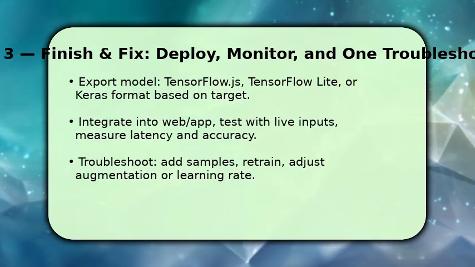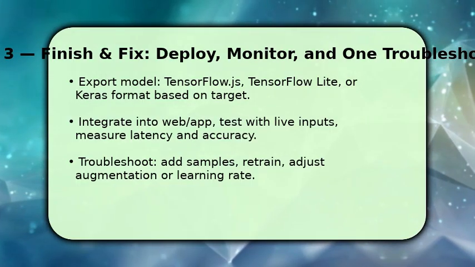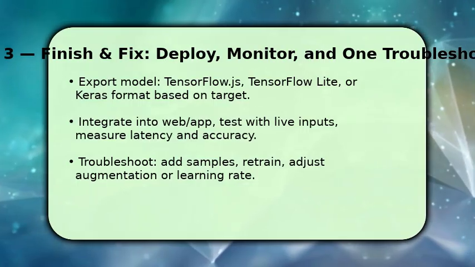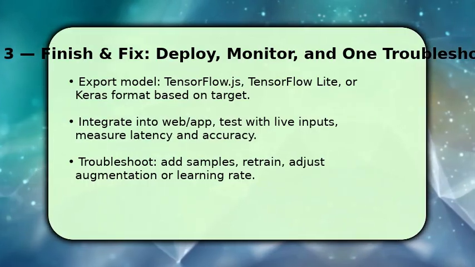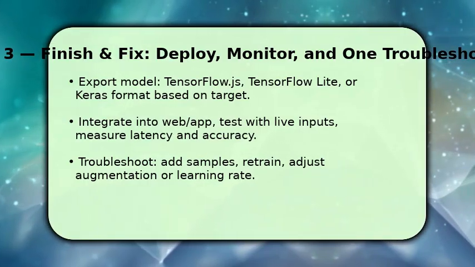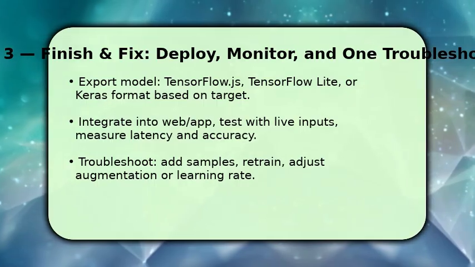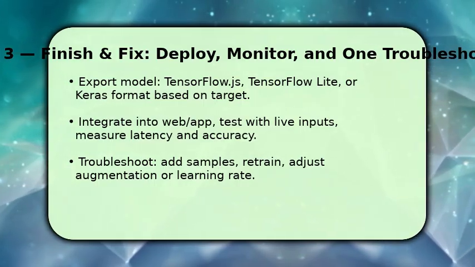If results are poor, one key troubleshooting tip: examine and expand your dataset for problematic classes, then retrain with adjusted augmentation or a lower learning rate. This often fixes misclassifications more effectively than architecture changes.